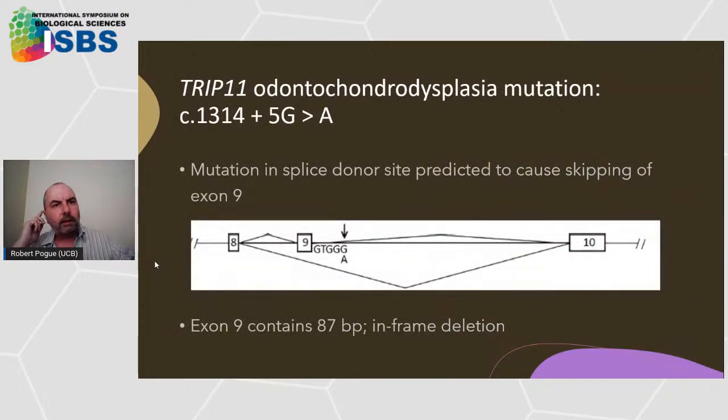So doing a bit more analysis of this mutation, we went to look at the exon that would be predicted to be deleted. So when we looked at this variant at the beginning of intron 9 of the TRP11 gene, we discovered that it would be predicted to delete exon 9. Now, looking at exon 9, we discovered that it has 87 base pairs. And if you do a quick calculation, you'll discover that 87 is a multiple of 3, which means that it causes an in-frame deletion. Right?